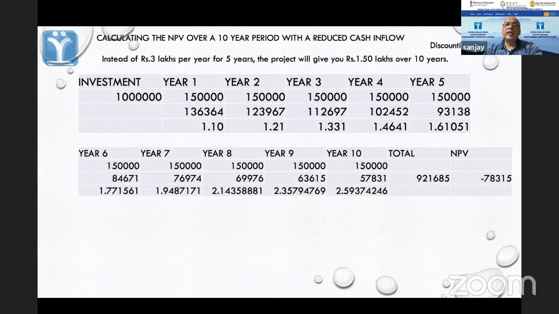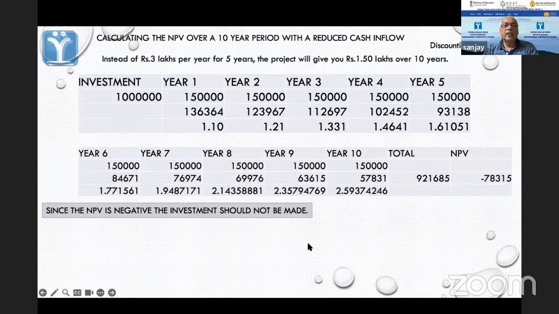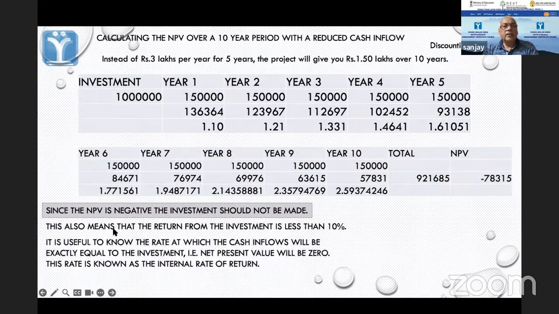That means if you are getting a return which is spread over a very long period, the total present value is going to be less than your investment, as against the same amount of money received in a shorter period of time. So time has a lot to do with whether the investment is profitable or not. That's the basic point that we are making here. And this also means that the return from the investment is less than 10%, because we were using this discounting rate of 10%.